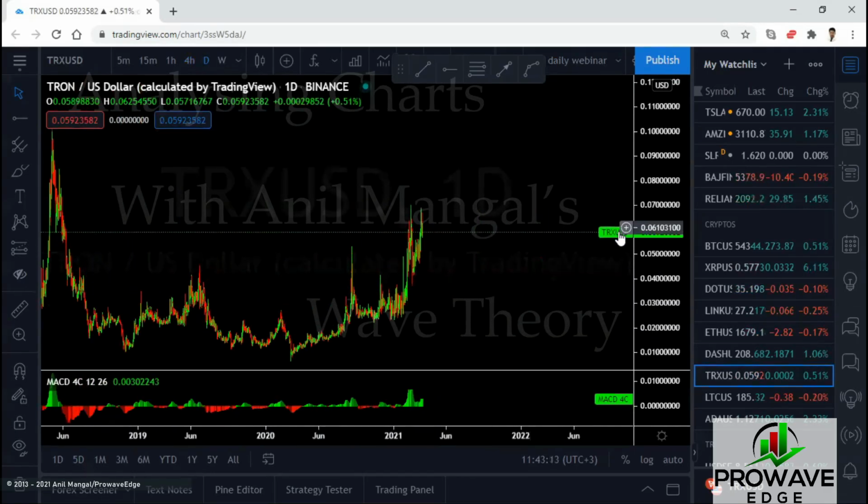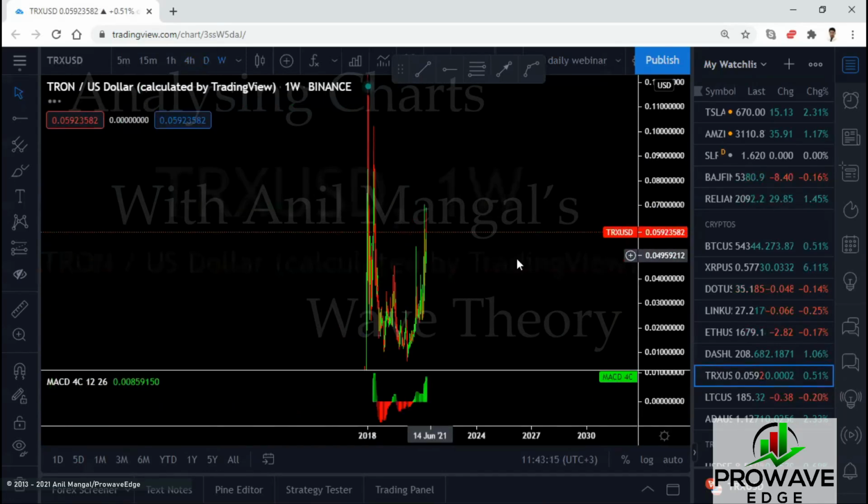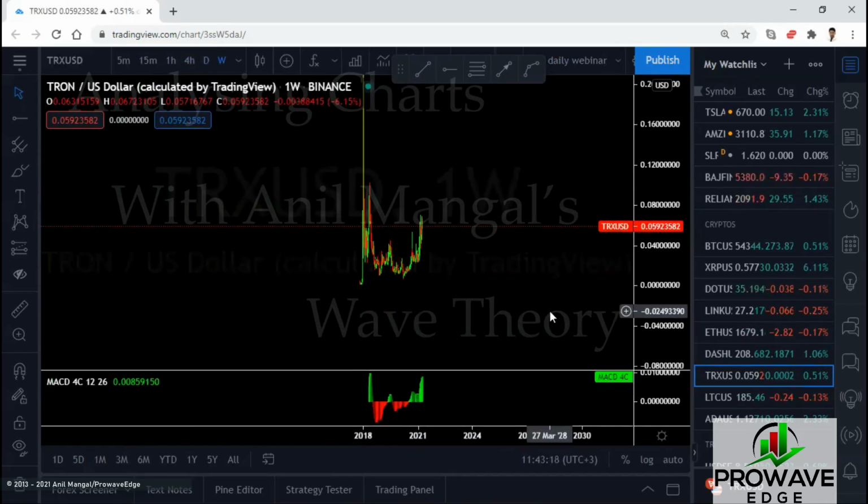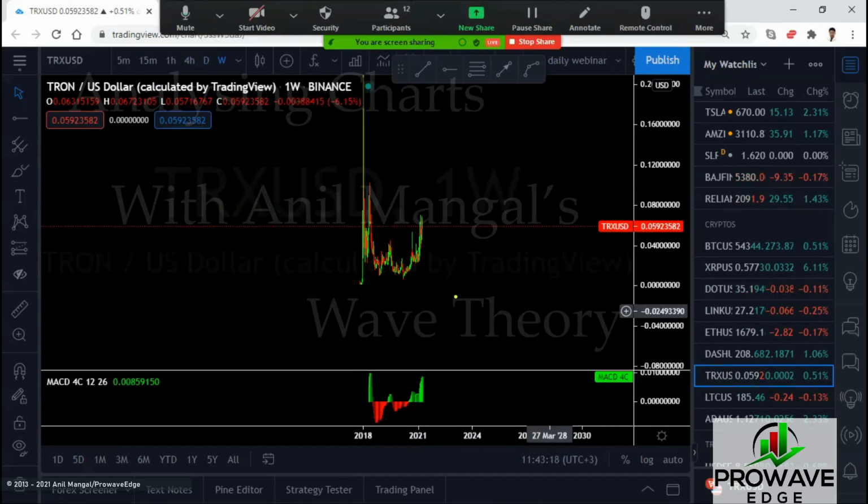So if we assume that we're still in the corrective structure, I still think we are in the corrective structure. I don't believe we're out of the corrective structure already. This might come back up to about here, and then we might go down again.